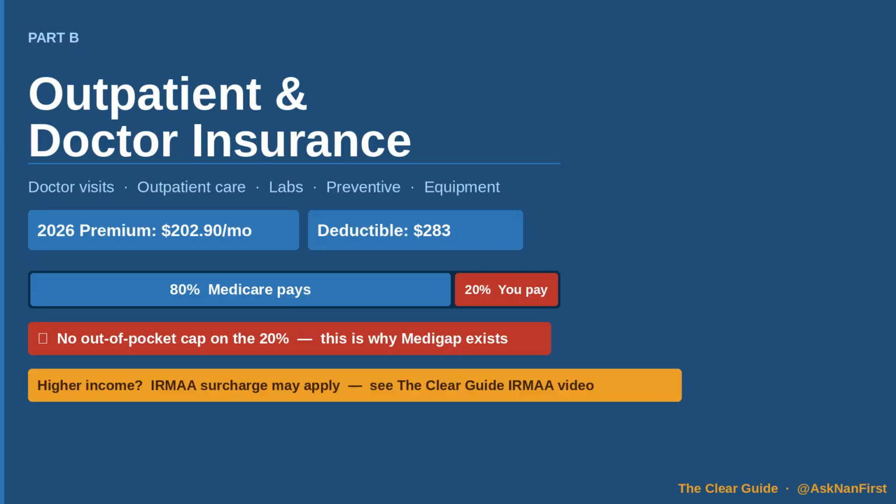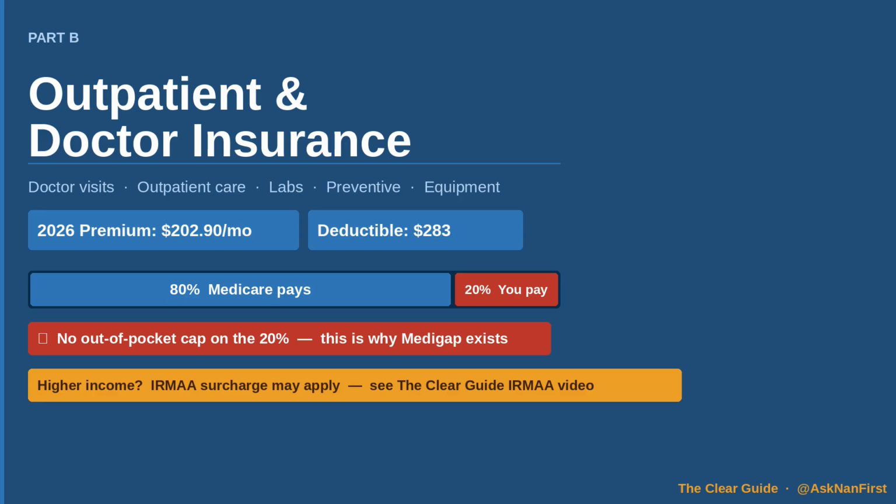Part B. Part B is your outpatient and doctor insurance. This is the part that covers what happens outside the hospital. Doctor visits, outpatient care, preventive services, lab tests, medical equipment, physical therapy, counseling, things like that. Unlike Part A, Part B has a monthly premium. In 2026, the standard premium is $202.90 a month.